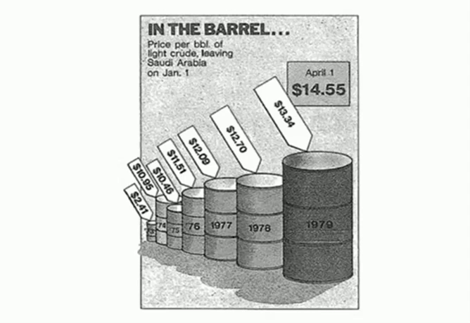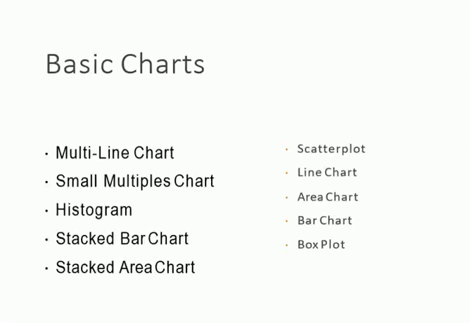So moving up to the basic charts. There are some basic charts in visualization, like the statistical charts. Visualizations consist of different charts, and I have examples of some charts here that we will be using in different visualizations in the upcoming lectures. The types of charts we will have are multi-line chart, small multiple chart, histogram, stacked bar chart, stacked area chart, scatter plot, line chart, area chart, bar chart and box plot.